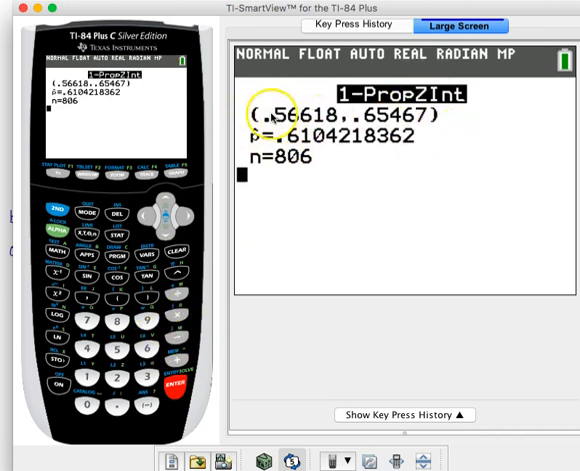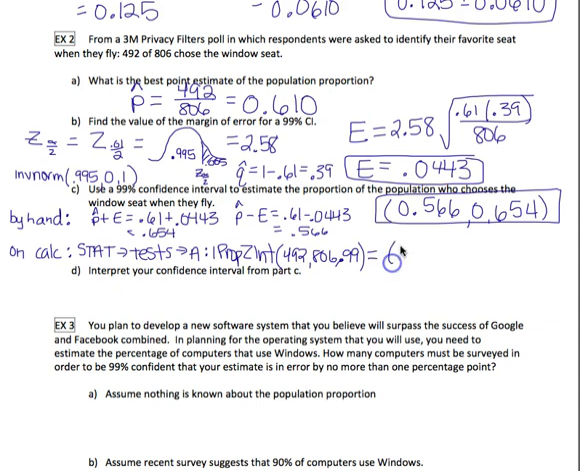You can see that it gives you more decimal places than you need. It also gives you your p hat value, which is helpful. Notice here we get 0.566 and 0.655 if we're rounding. So it's almost exactly the same, but notice that we do have just one little decimal point that's off here. Again, that's totally fine, but this is why it's important that you show work. So we know that you got this answer because you did it by hand, or you got this answer because you did it on the calculator.